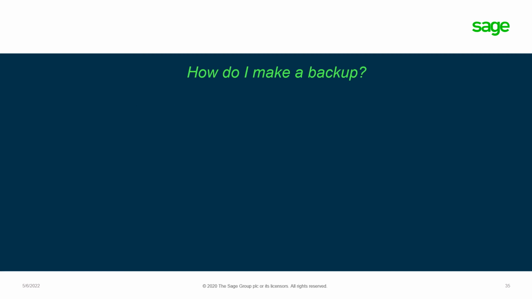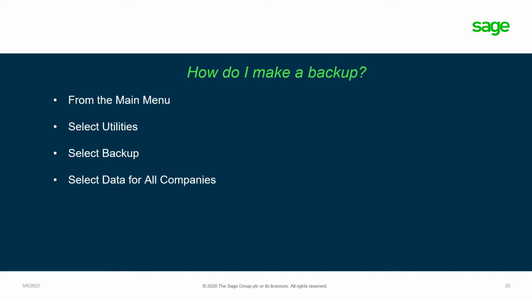Once the live run was completed and imported into EasyFile, it is important to keep our information relating to the tax year end safe. We thus advise that you make a backup. From the main menu, select Utilities, select Backup, select Data for all companies backup if this live run or tax year end was completed for all the companies in your directory.